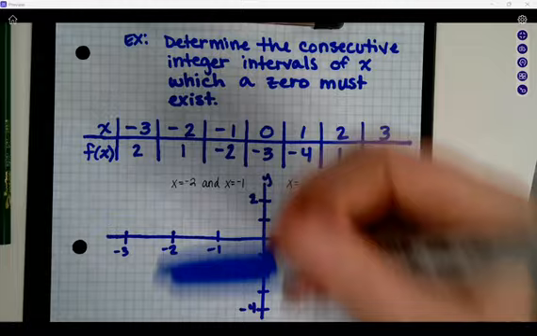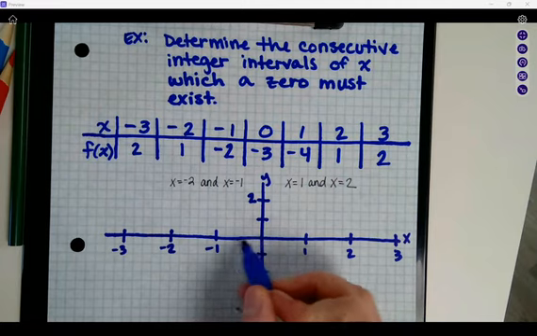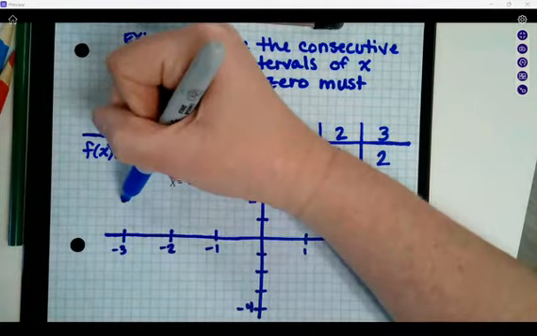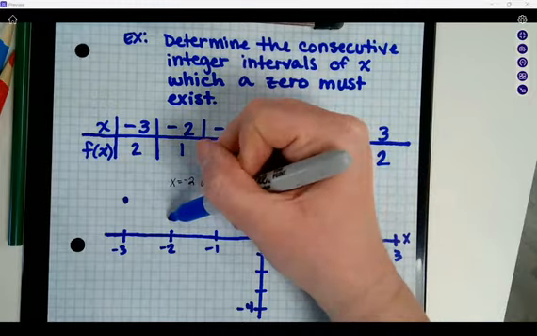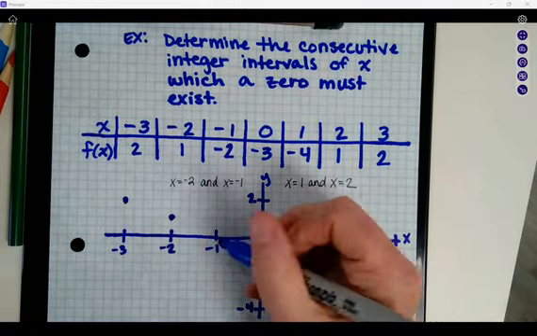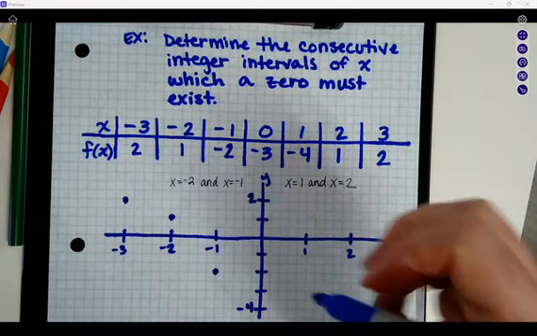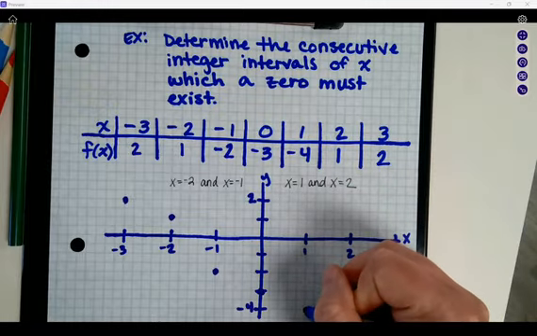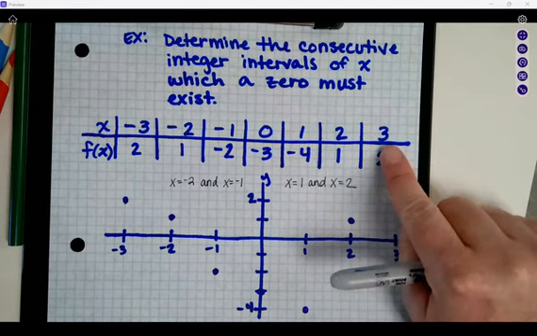So when x is negative 3, our output y is 2. So I'm going to go back from the origin 3 units, and then I'm going to go up 2. There we go. When x is negative 2, y is 1. When x is negative 1, y is negative 2. When x is 0, y is negative 3. When x is 1, y is negative 4. When x is 2, y is 1. And when x is 3, y is 2.